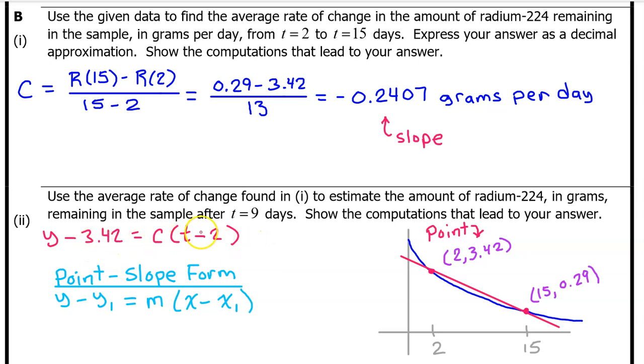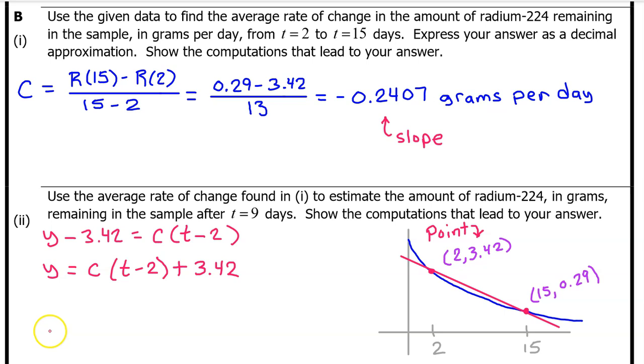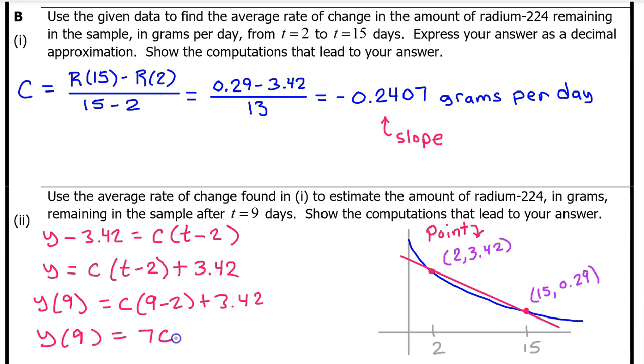In order to use it to estimate another value, let's get y by itself by adding 3.42 to both sides. Now we can use the equation of the secant line to estimate the amount of radium-224 remaining in the sample at t equals 9 days by evaluating y at 9, which will equal C times 9 minus 2 plus 3.42. 9 minus 2 is 7, so y at 9 will be equal to 7c plus 3.42.